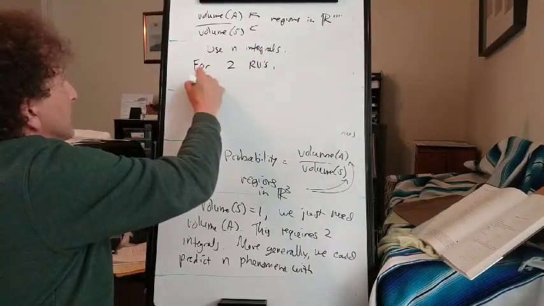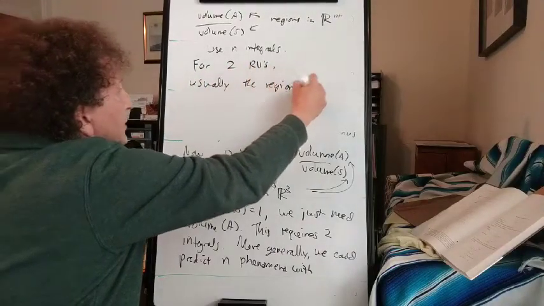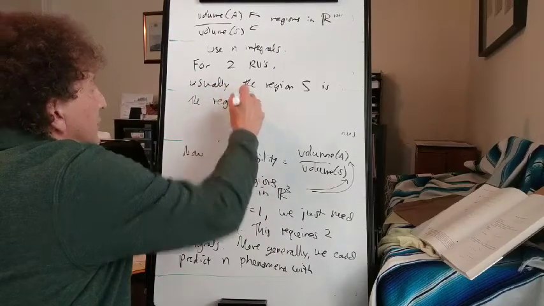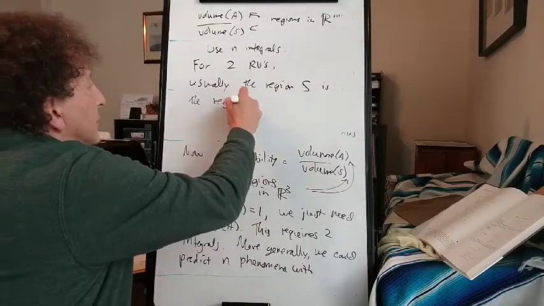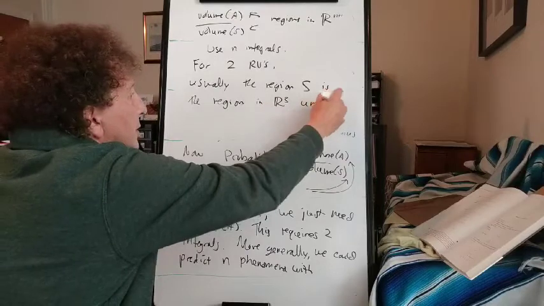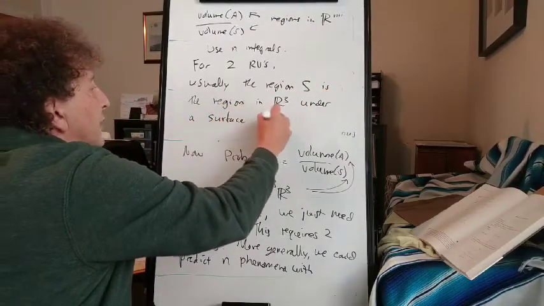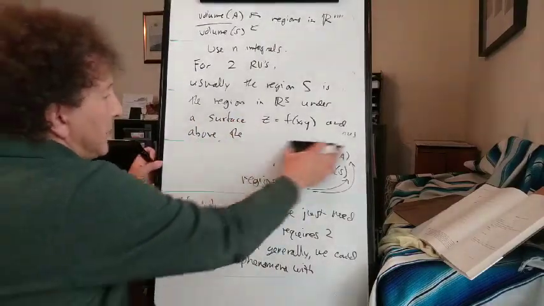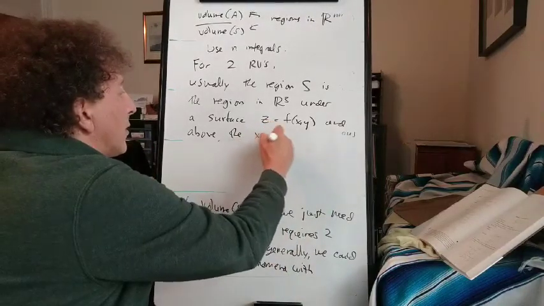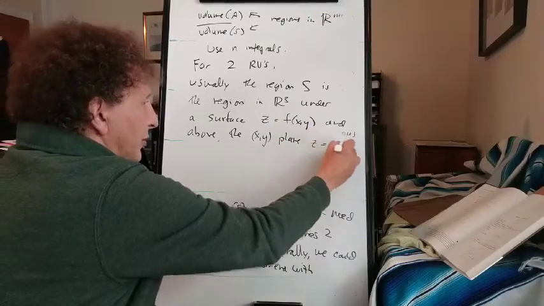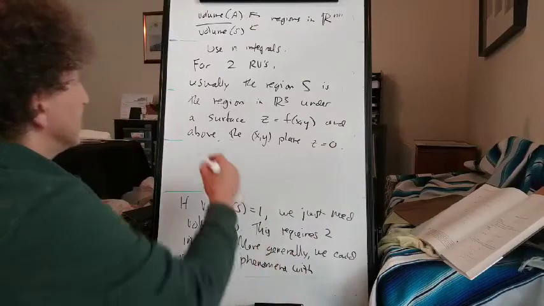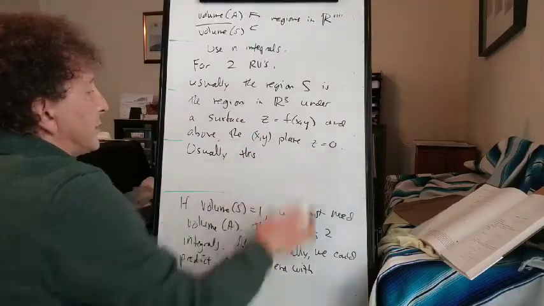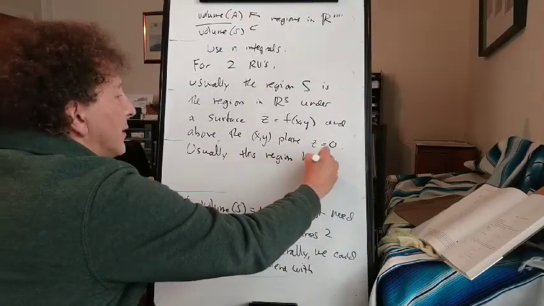All right, let's go back to just two phenomena for the moment. So for two random variables, usually the region S is the region in R3 under a surface z equals f of x, y and above the xy plane, which we could also call z equals 0. And usually this region has volume 1.